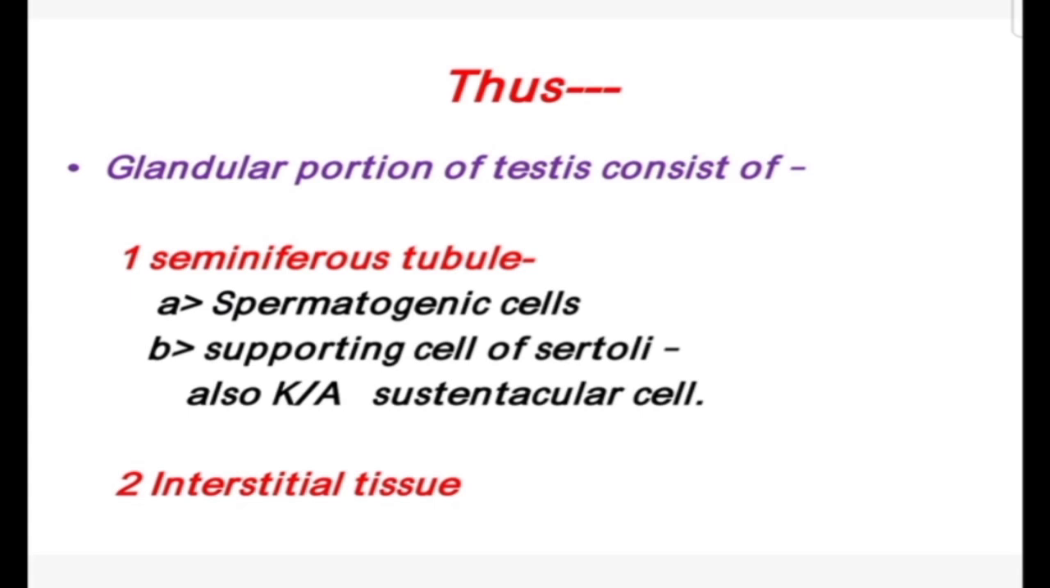There are many layers of cells. These are the spermatogenic cells and the supporting cells. So there are two types of cells present in the lining of the seminiferous tubules: the supporting cells of Sertoli, which are also known as the sustentacular cells, and the spermatogenic cells.